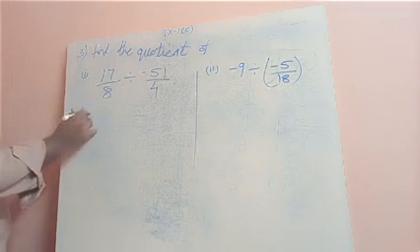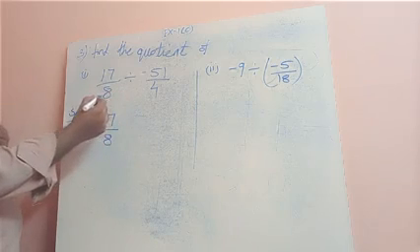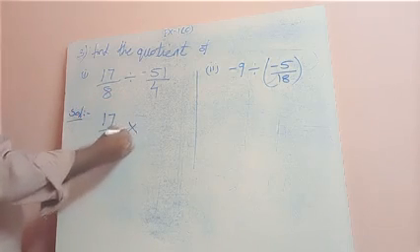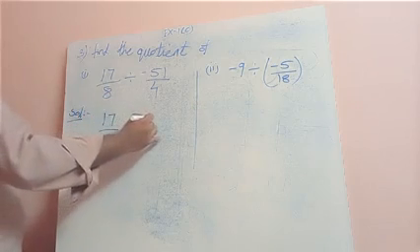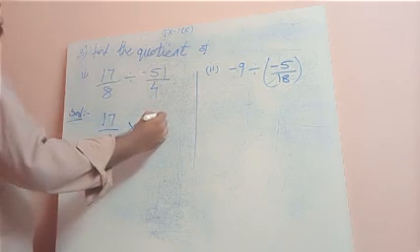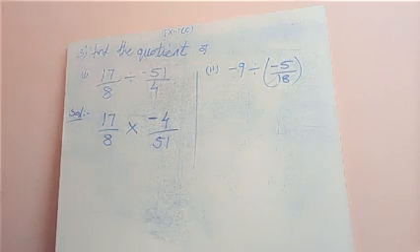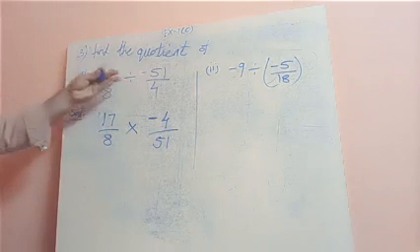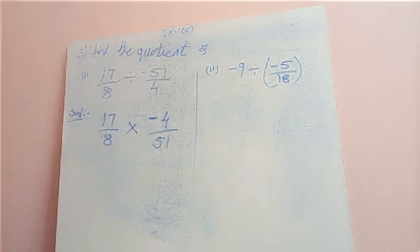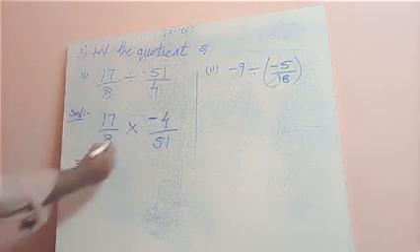Solution. 17 by 8. The division symbol will change to multiplication because of taking the reciprocal. The minus sign is the same. The reciprocal of 51 by 4 is 4 by 51. Now this division form is changed to multiplication form. Multiplication means first sign, then number. First the sign: plus into minus is minus.